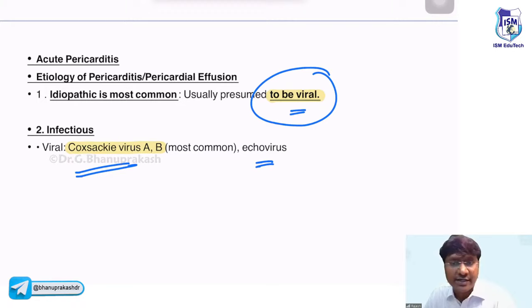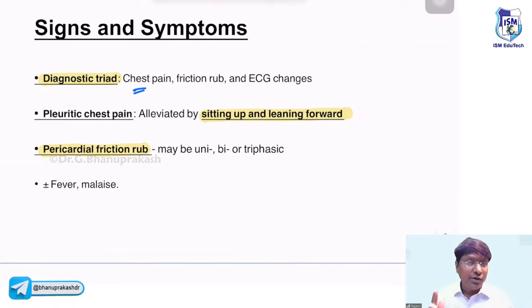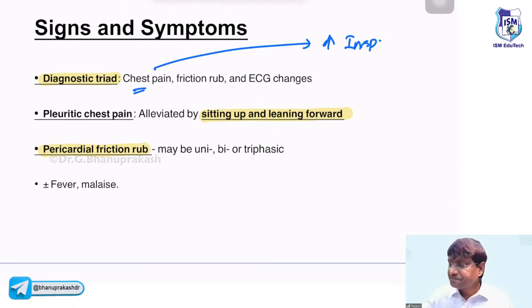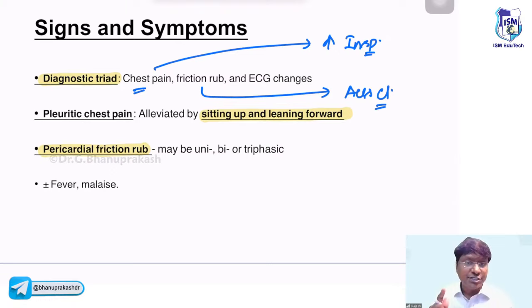And what will be the clinical presentation in patients with acute pericarditis? You need to be very much aware of the triad. What is the triad? You have chest pain, and the character of the chest pain in acute pericarditis is that the pain increases on inspiration. Then on auscultation, you will hear the pericardial friction rub. And the ECG changes, what are they?